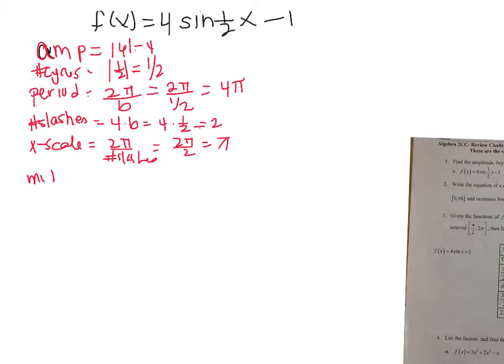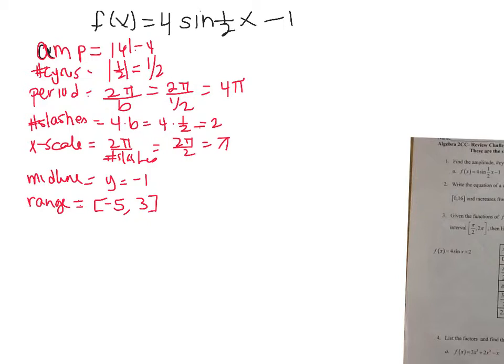We need the midline. That's the line that the graph goes up and down around. Y equals -1, sorry. And the range. Okay, so starting at -1, we're going up 4 and down 4. So down 4 would put me at -5, and up 4 would put me at 3.